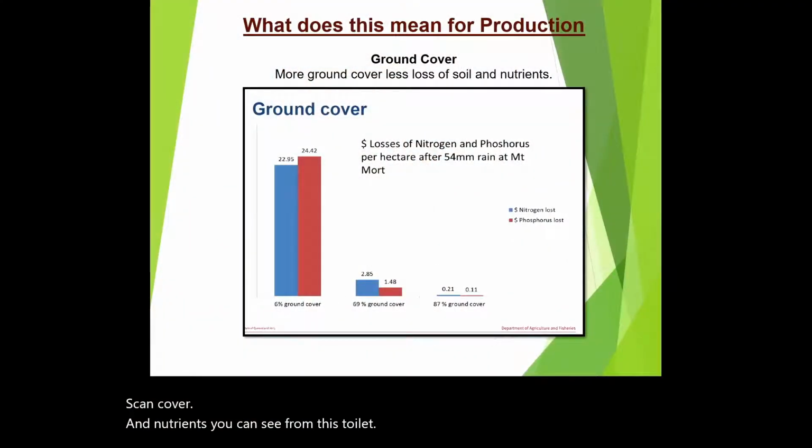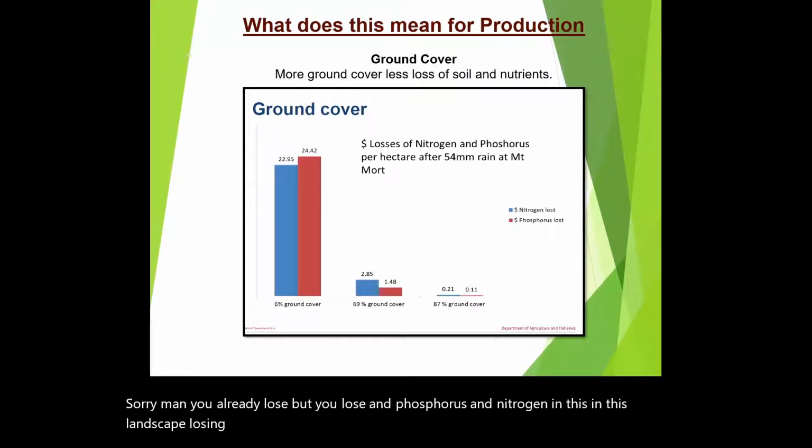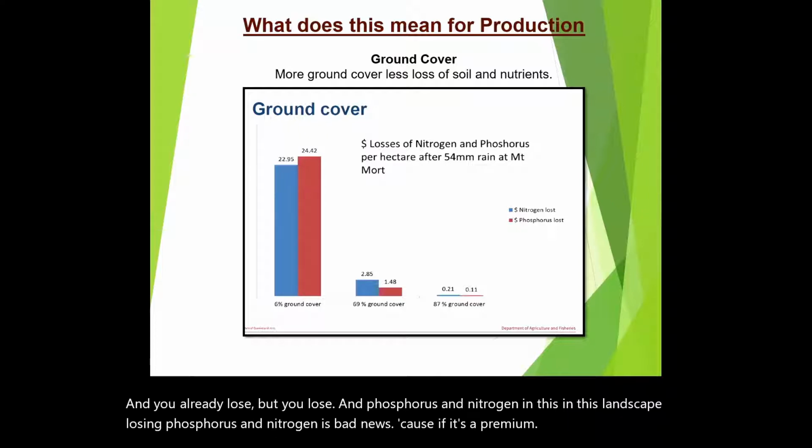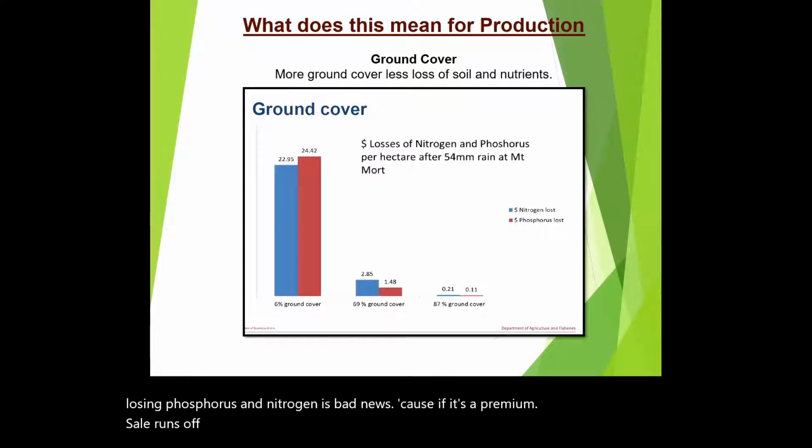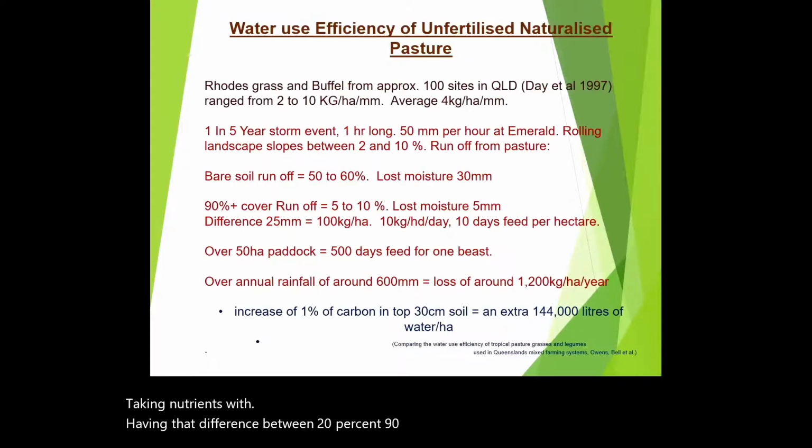So what does it mean for production? Ground cover and nutrients, you can see from this trial, is it's not only water you lose, but you're losing phosphorus and nitrogen. In this landscape, losing phosphorus and nitrogen is bad news because it's a premium. So every bit of water that runs off is taking nutrients with it. And having that difference between 20% and 80% cover is huge.